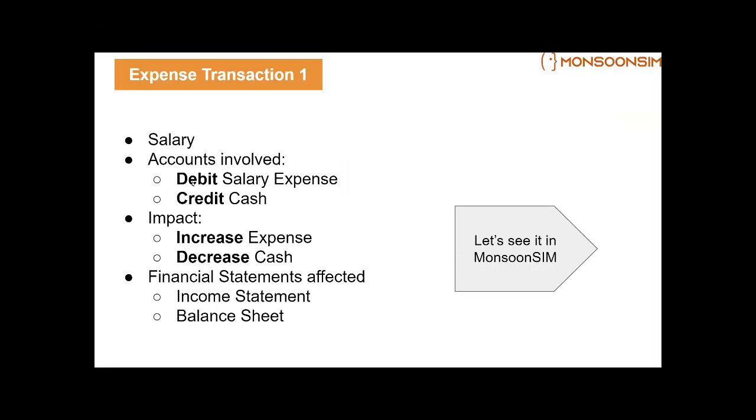When you have a salary, you look at the debit, salary expense, credit, cash, and the impact is that you increase the expense and you decrease the cash, right? And then you can check out the financial statement. The financial statement affected our income statement and balance sheet. But let's take a look at it in MonsoonSIM.